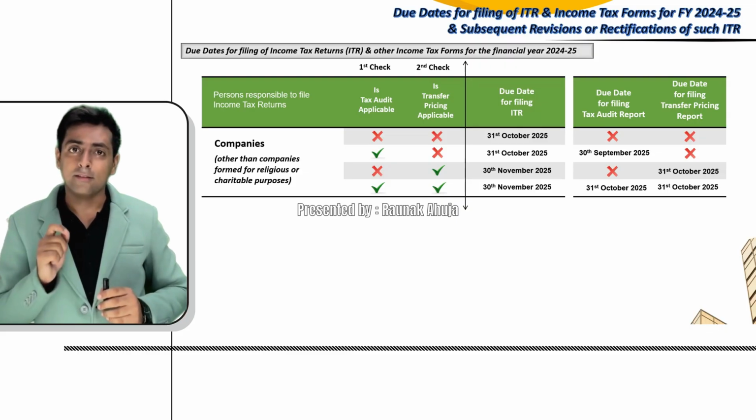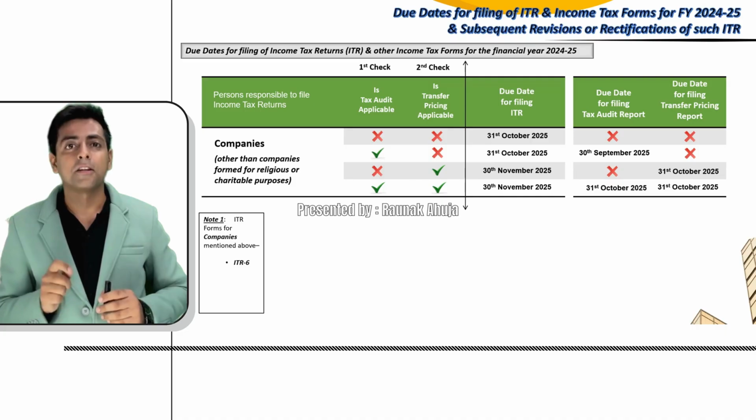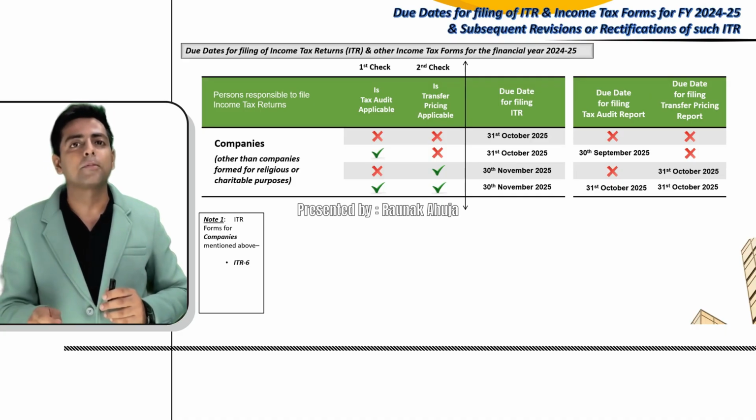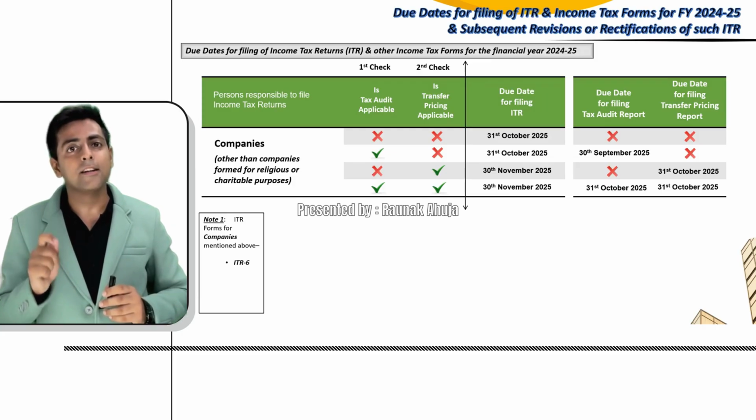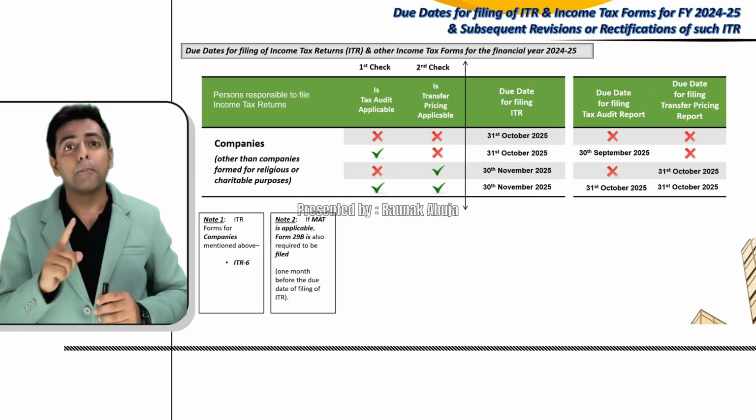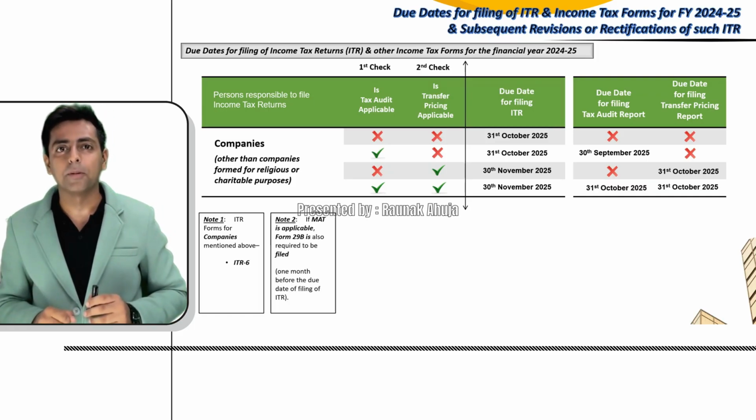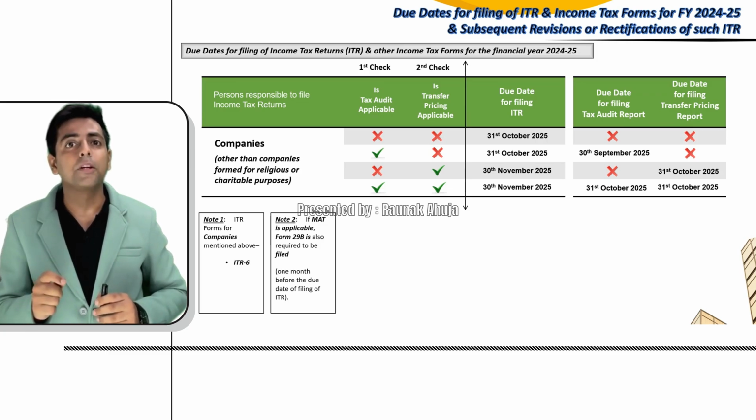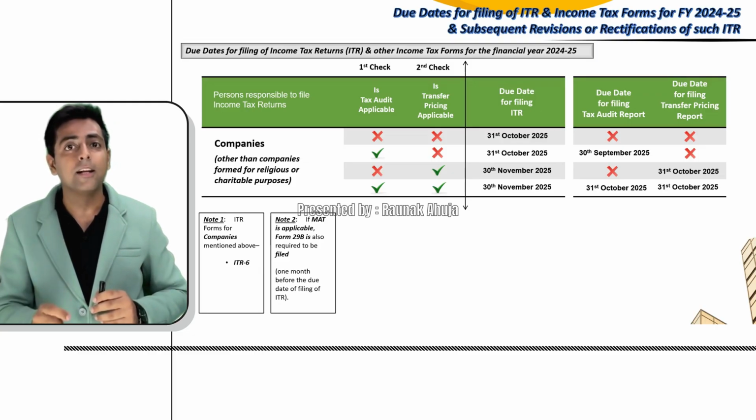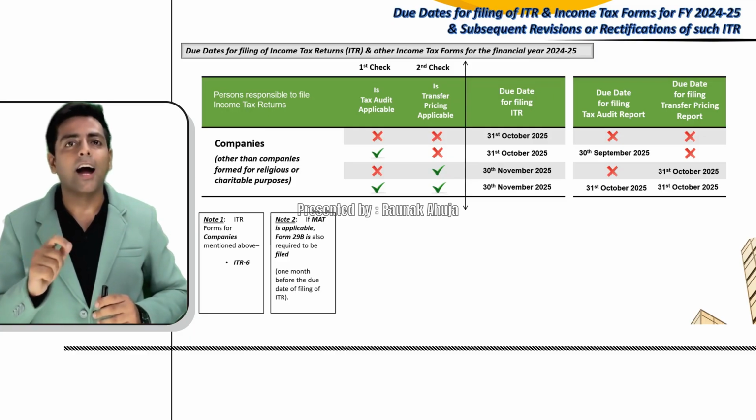Now, companies other than the companies that are engaged in religious or charitable activities will have to file their income tax return under ITR 6. Where the MAT provisions are applicable to the company, then in such a case, it would be required to file Form 29B. This Form 29B will have to be filed at least 1 month prior to the due date of filing of the ITR.